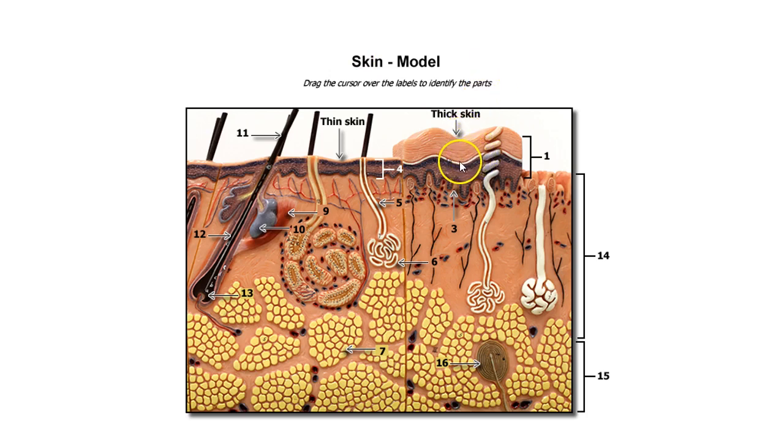This is a good place to show stratum lucidum. So see the way they did thick skin on one side, they made it real thick, and then they did thin skin on the other side with hair growing through it, right? They also did dermal papilla over here. Oh, look, Meissner's corpuscles here. They did a little eccrine sweat gland here.